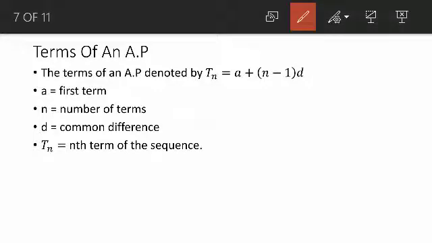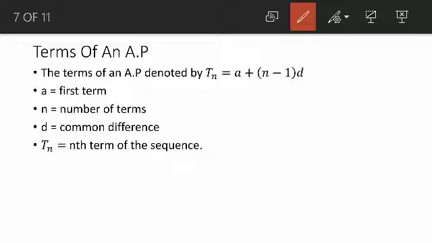Now, the nth term of an AP, denoted by Tn, is equal to A plus (n minus 1)D. Okay, so that is the general formula for the term of an AP. The A there stands for the first term, n is the number of terms, D is the common difference, and Tn is the nth term of the sequence.